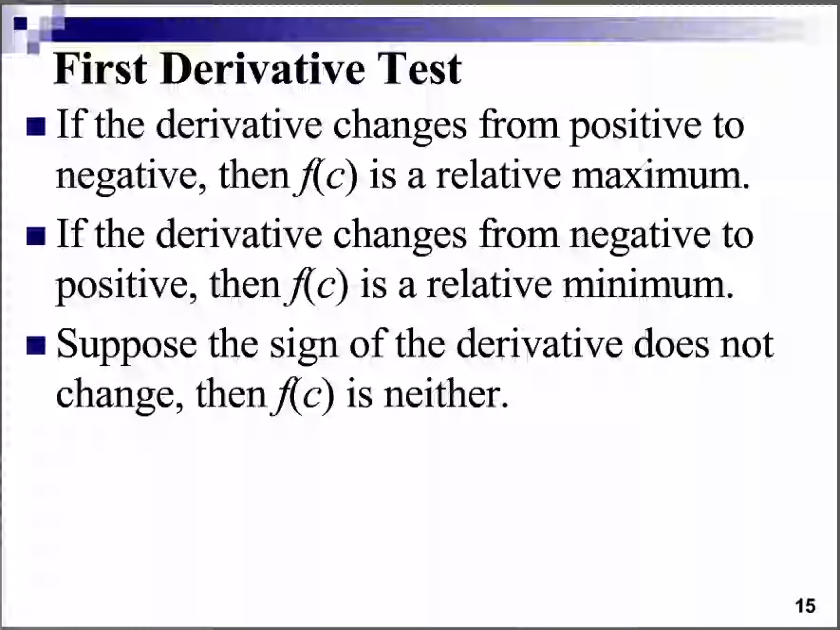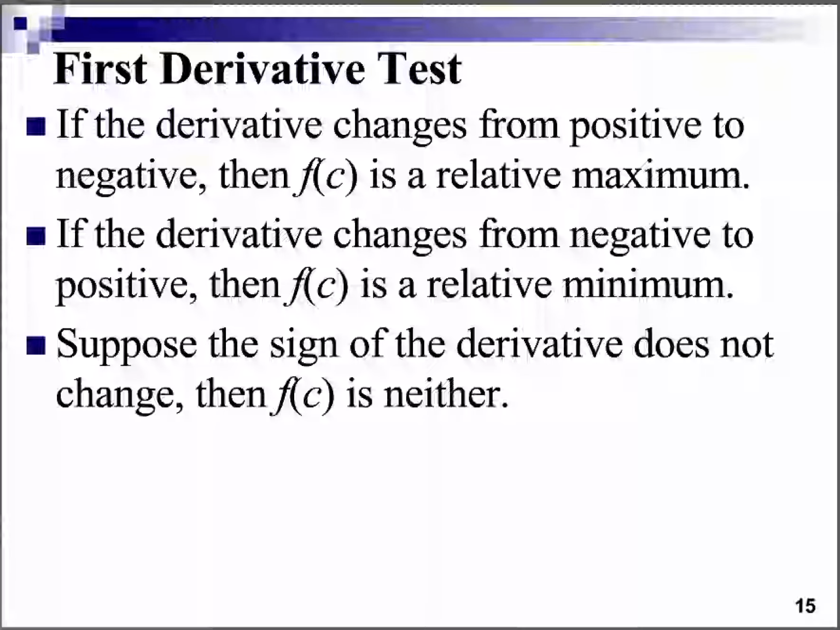One, the derivative changes its sign from positive to negative. Now remember, that means that the function is increasing, going up, because the derivative is positive. Then, after the critical point, the derivative is negative, so the function is decreasing. So if a function is going up, then turns around and starts going down, then you have a peak or a maximum, a relative maximum.